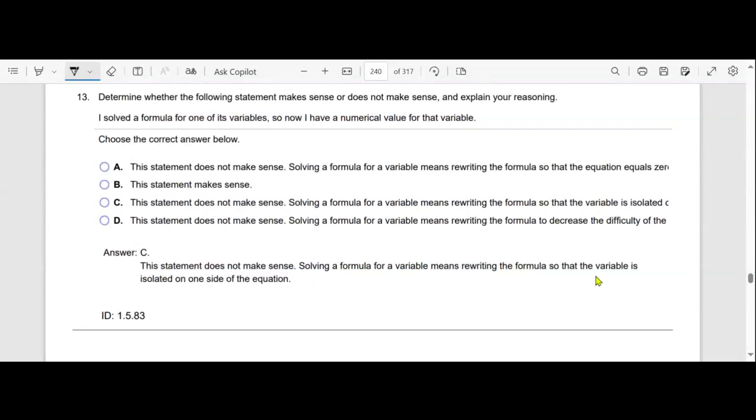C. Can you read the answer C, please? This statement doesn't make sense. Solving the formula for a variable means rewriting the formula so the variable is isolated on one side of the equation. Okay, so this is a correct answer. Okay, let's move on to the next one.